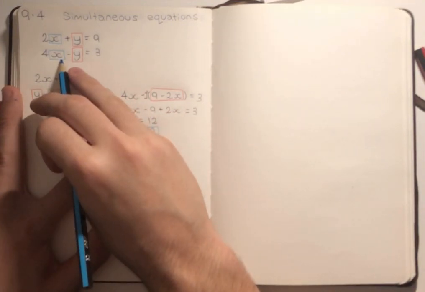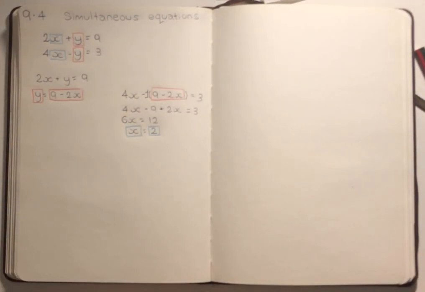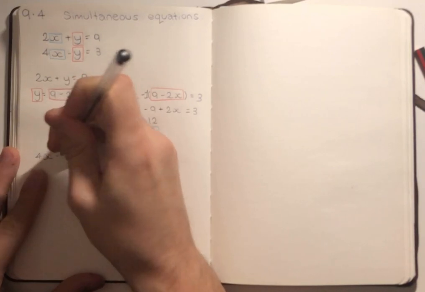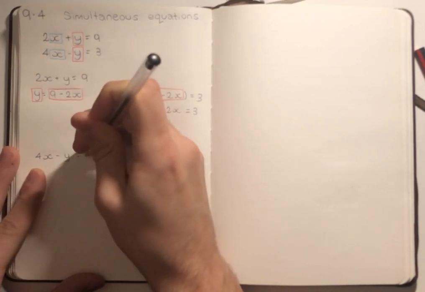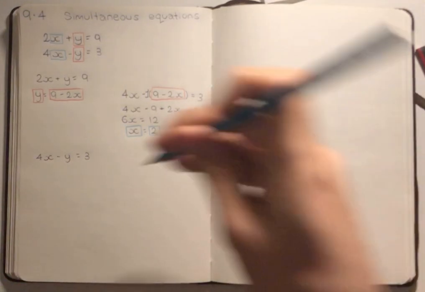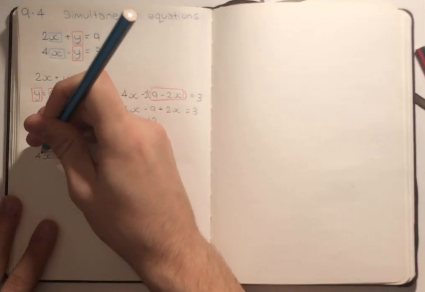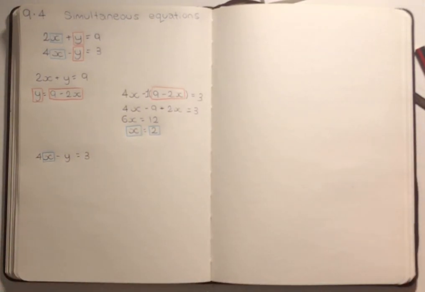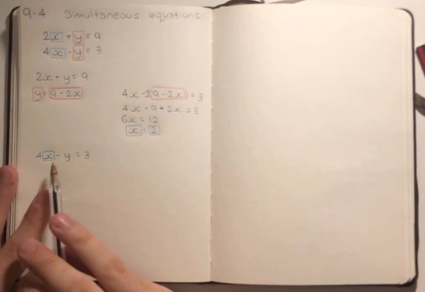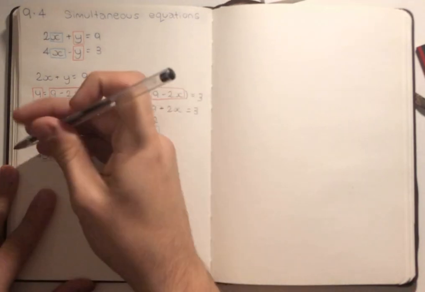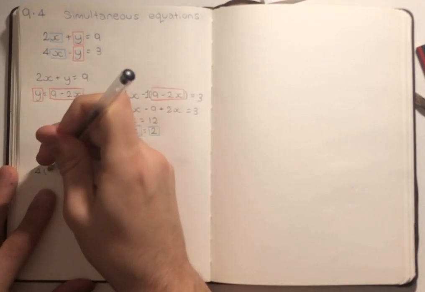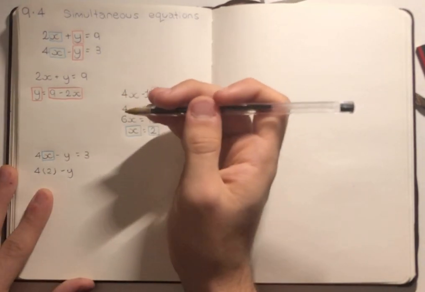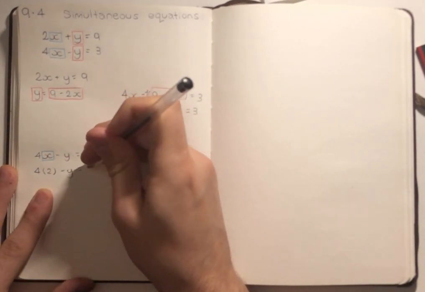So now let's use the bottom equation here. 4x minus y is equal to 3. This is in a blue box here. Everything in blue boxes we can interchange because they are the same thing. So x equals 2. I'm just going to swap this 2 and this x around. 4 times 2 minus y is equal to 3.